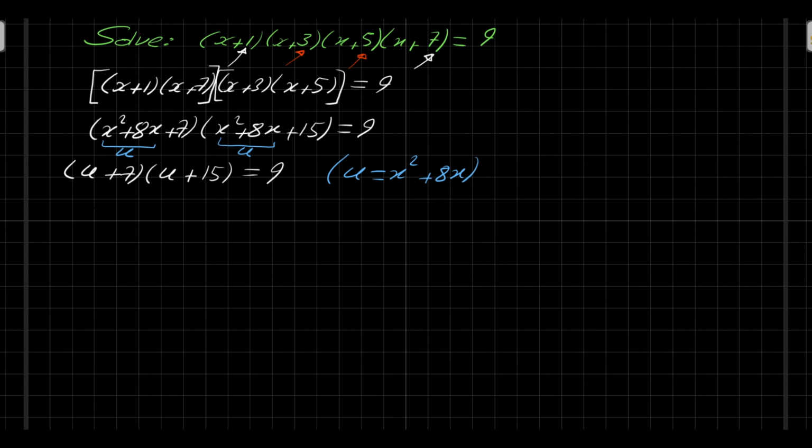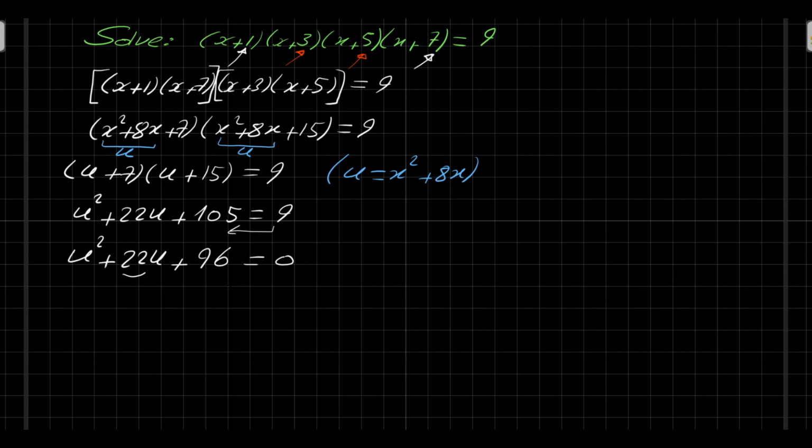Now if we expand the factors of u, we get u squared plus 7u plus 15u, this gives 22u, plus 7 multiplied by 15, this is 105, equal 9. And let's move 9 to the other side and change its sign, so we get u squared plus 22u plus 96 equal 0. Now we have another quadratic equation in u.